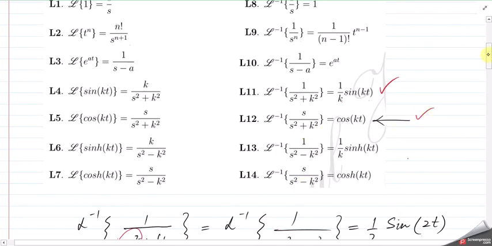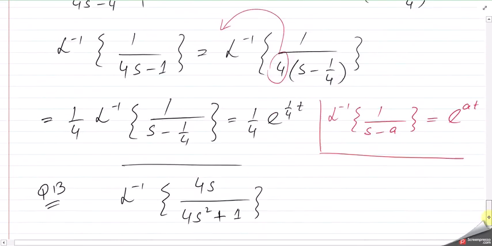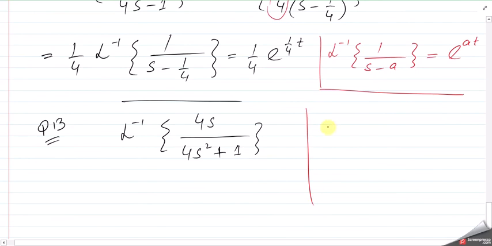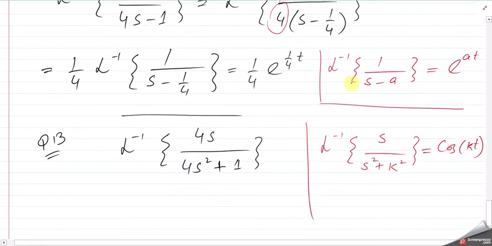It means it can be cosine kt. But then again, let me write the formula here. s over s square plus k square equals cos of kt. As we can see, and as we did see in the previous formula, we do not want anything here, no constants multiplied with s square, but we do have a constant multiplied with s square. It is 4. And we also have a constant multiplied with s up here. Both the constants have to go out. All right, pause the video, give it a try.